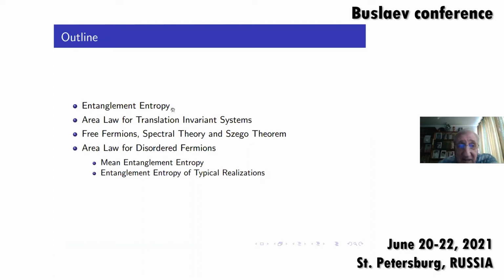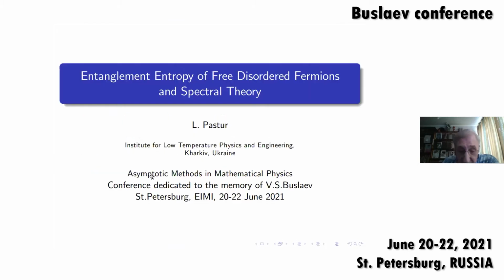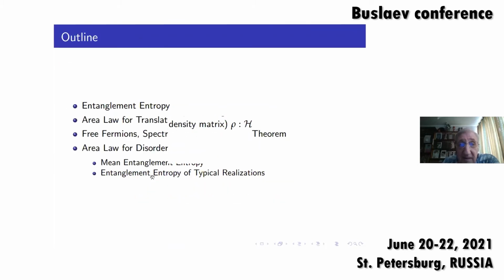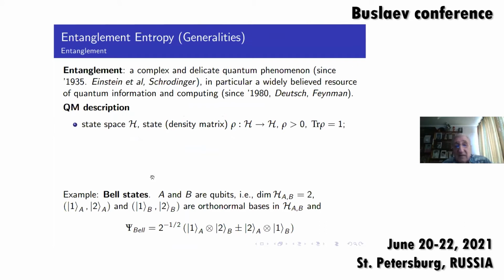First, I'll explain what entanglement entropy is. Then I'll refer to several results, mostly by physicists, not proven. Then I'll describe the model which I'm going to discuss, and then the results of myself and other people related to the asymptotic analysis of this model. Let's start with definitions.